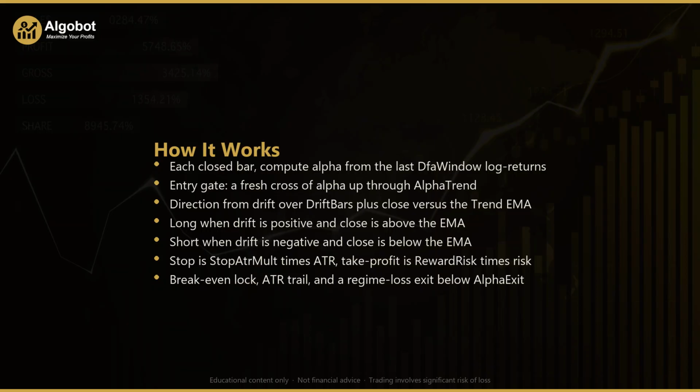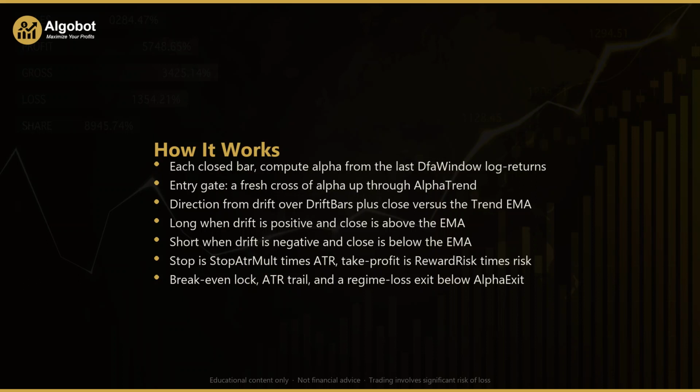On to risk. When a long is opened, the stop-loss is placed a distance of stop-ATR multiple times the current ATR below the entry, 1.5 times ATR by default. The take-profit is set at reward-risk multiples of that risk, defaulting to 2 times. A short mirrors this with the stop above and the target below.